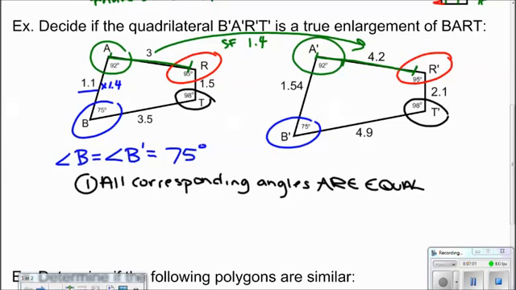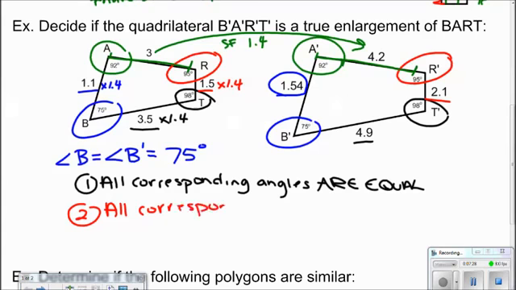We're going to check the next side length. So 1.1, we should also be able to times that by 1.4 and get our enlarged side length, and it works. 3.5 times 1.4 gives us 4.9, so B to T side length works. And then lastly, 1.5 times 1.4 gives us 2.1. And so all side lengths have the same scale factor.